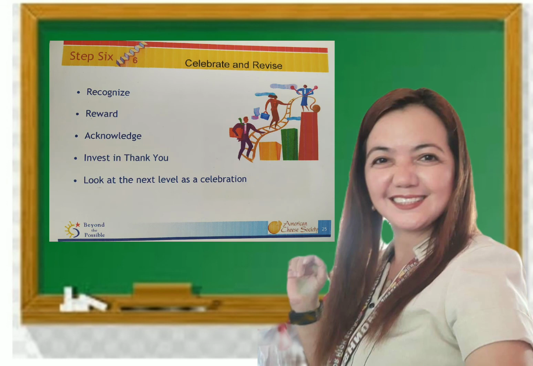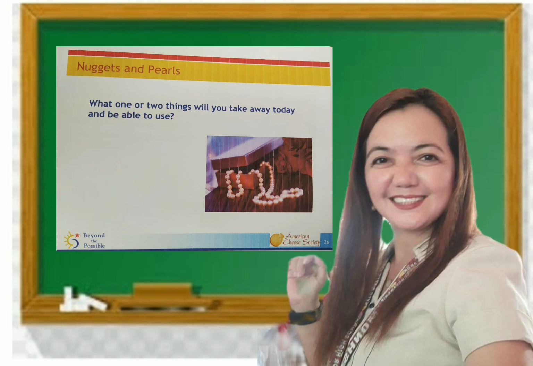So in step 6, we have to celebrate and revise. So you can recognize, you can get your reward, you can acknowledge, you can invest in, thank you, and then you can look at the next level as a celebration. So you're done with your way of planning your business all the way. So I have here preparing you the nuggets and the pearls. What one or two things will you take away today and be able to use? The nuggets or the pearls, no?